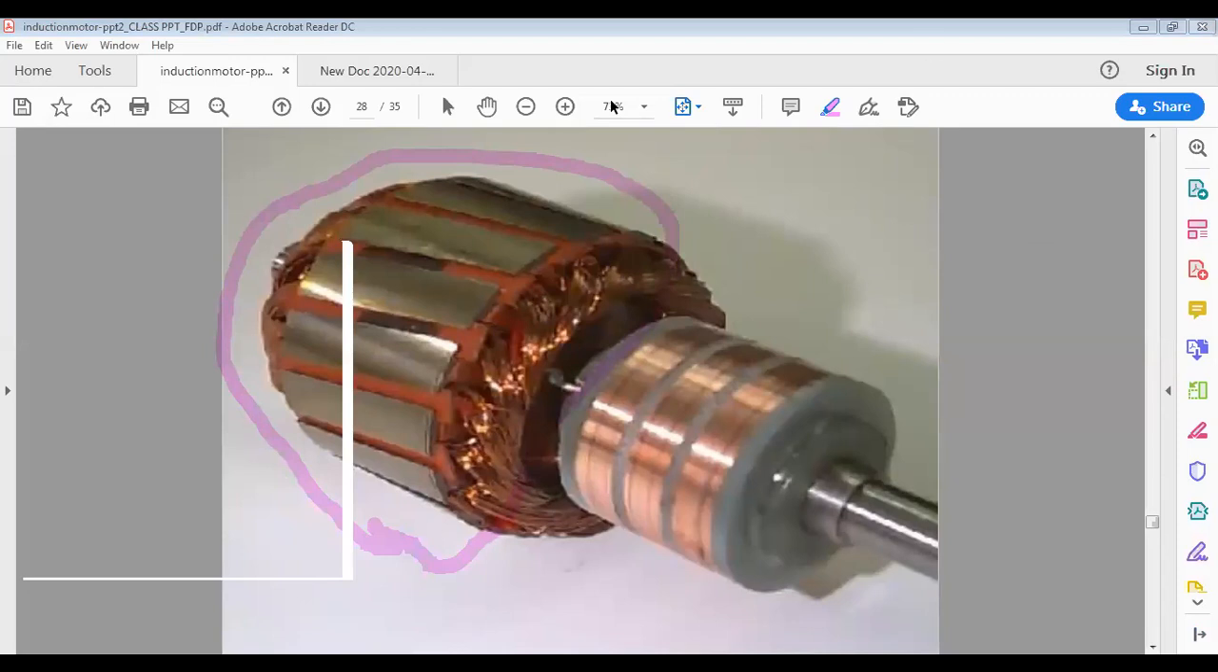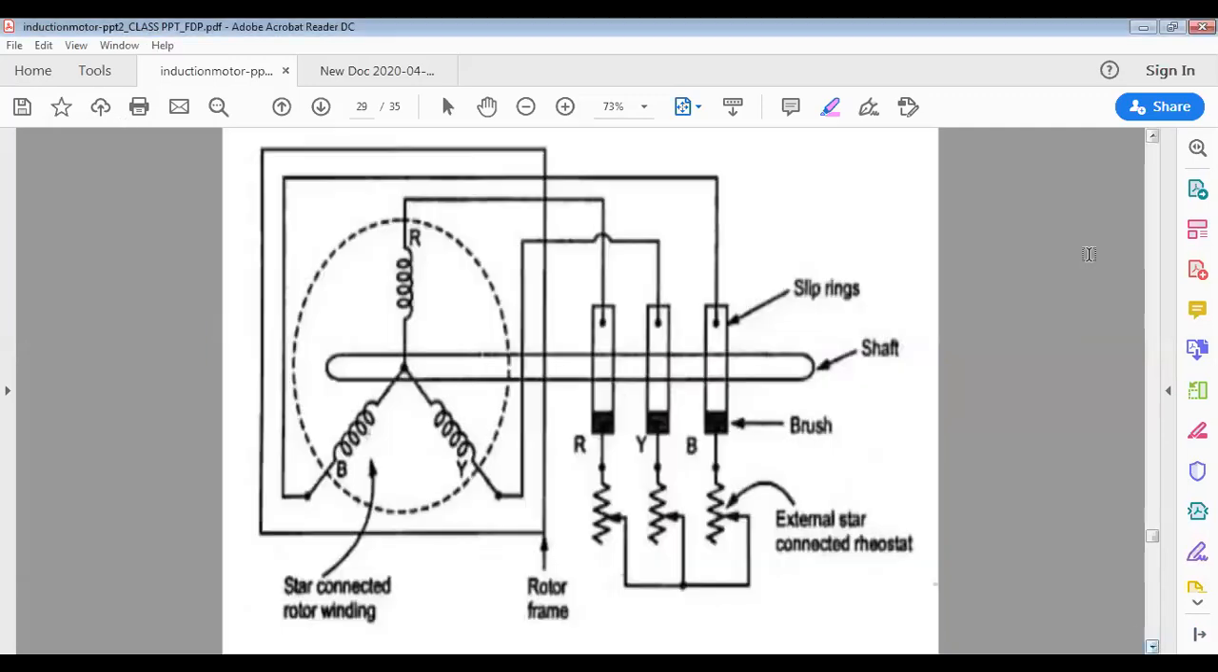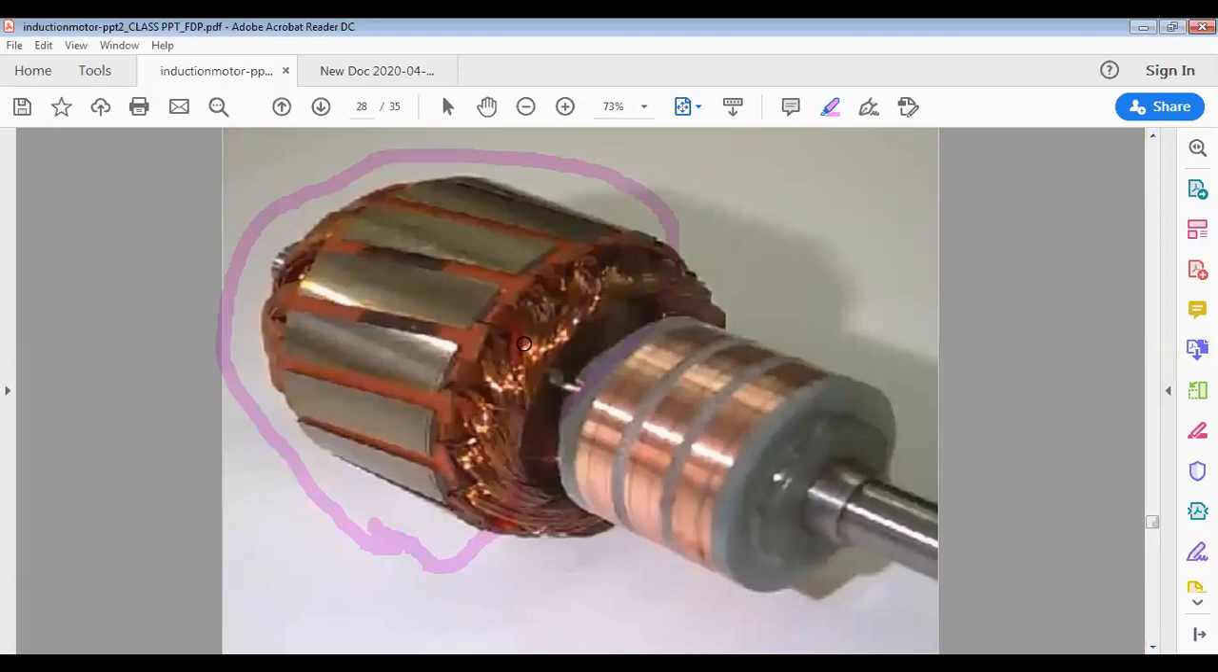Yes, what is it in the slots? Second type. It's windings. Got it? Very good. Okay, Atharva, very good. So, all of you can see in the slots, windings are there. So, 3 windings are there in another type of induction motor, that is the slip ring induction motor. It is called the phase wound induction motor.